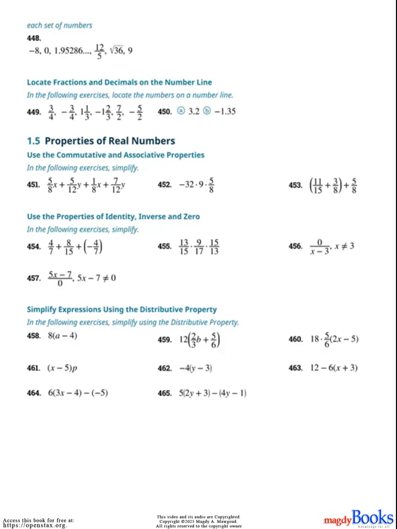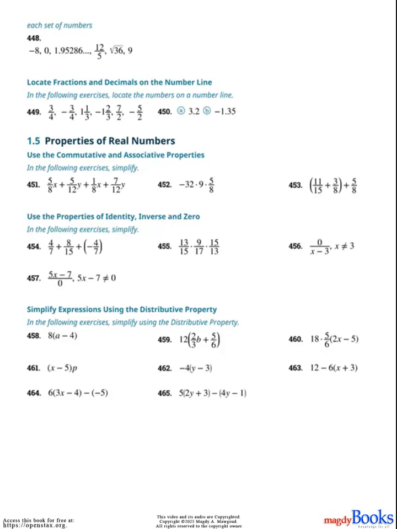1.4.6. Locate fractions and decimals on the number line. In the following exercises, locate the numbers on a number line. 449. 3/4, −3/4, 1 and 1/3, −1 and 2/3, 7/2, −5/2. 450. A. 3.2. B. −1.35. 1.5. Properties of real numbers.